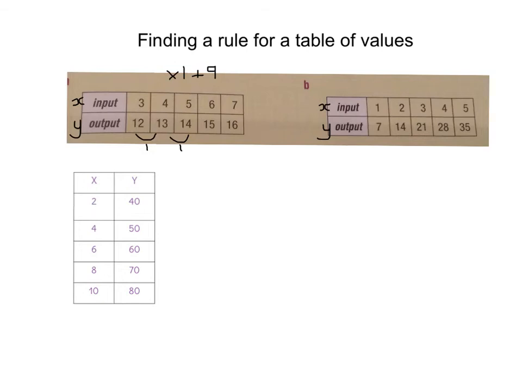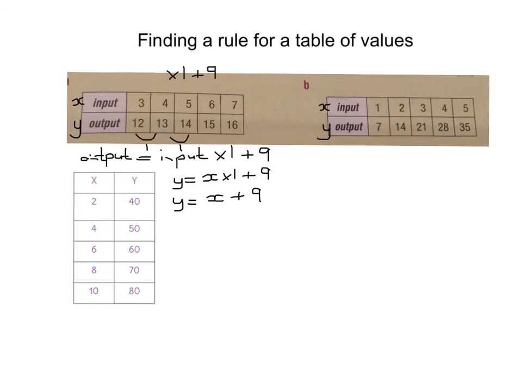So I can say for my rule, output equals input times 1 plus 9, which I can also say y, because that's my output, equals input, which is x, times 1 plus 9. And I know if I'm timesing anything by 1, if it's got a coefficient of 1, then I don't need to write it. So I can say y equals x plus 9.